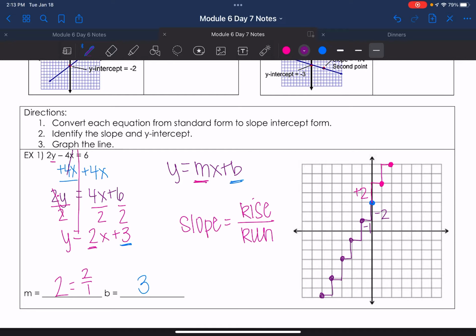And then remember, we have to connect our dots. That is probably the biggest thing that some of y'all will forget to do, and that will not be correct. We have to connect all of our dots and put those arrows at the end of the line. All right, let's go ahead and flip the page.